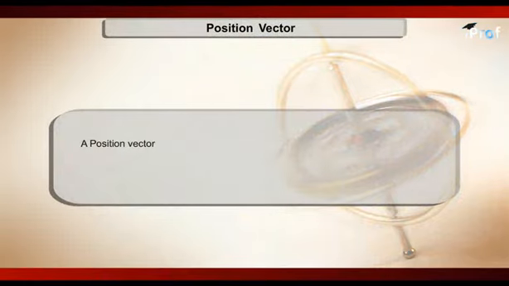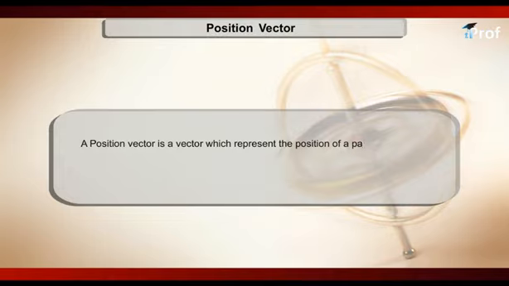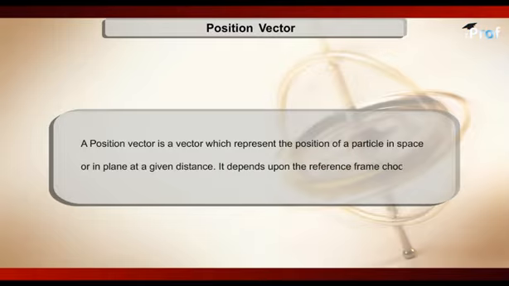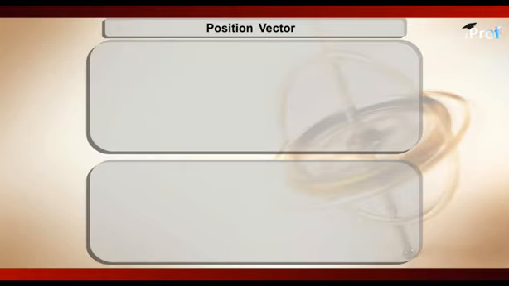In classification of vectors, we will see one more type of vector, that is position vector. As its name suggests, what is position vector? A position vector is a vector which represents the position of a particle in space or in plane at a given instant. It depends on the reference frame chosen.